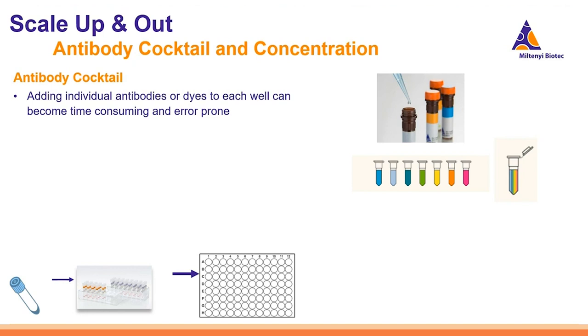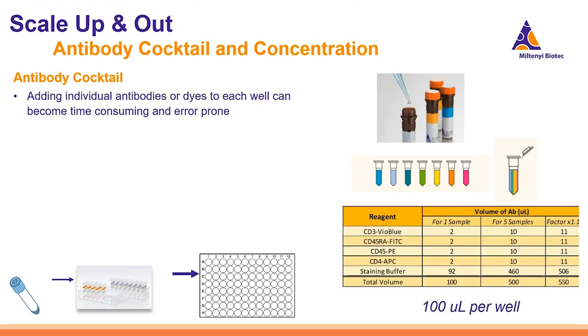You might want to instead make an antibody cocktail where you would add all of your antibodies to maybe a microtube and mix them all together. And then you can scale up, meaning that if you had these 4 antibodies for one sample, you'd add 100 microliters per well. For 5 samples, you could basically make a cocktail of your antibodies. And then from that cocktail, you'd add 100 microliters to each well. And this can ensure consistent labeling and making sure that there were no antibodies left out.